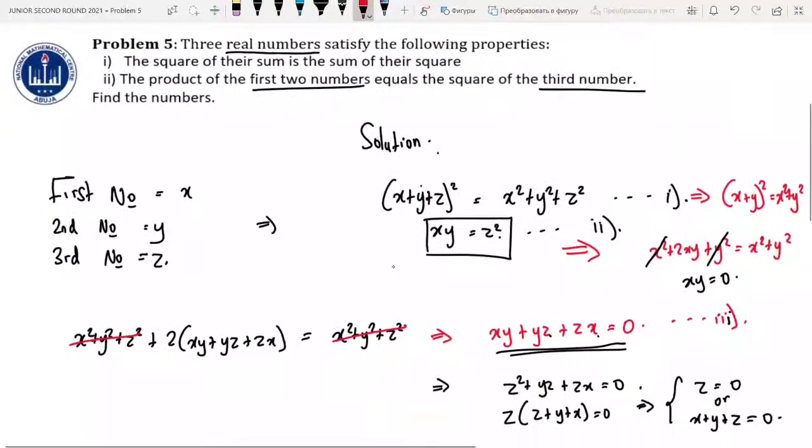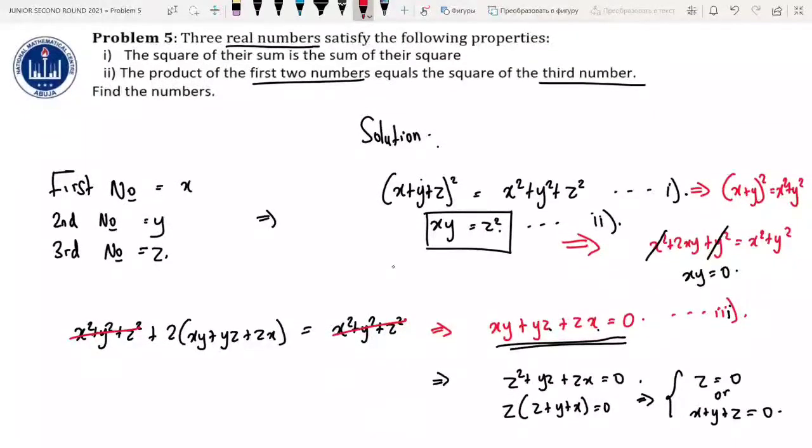We just had to be familiar with identities, like the expansion of all these. Also, noticing that if you substitute xy for z squared here, you'll be able to factorize this. So that's another key observation. Those are basically what helped us in this question. The rest was just to break it down into cases.